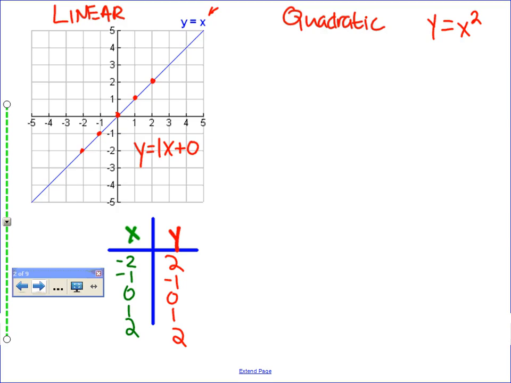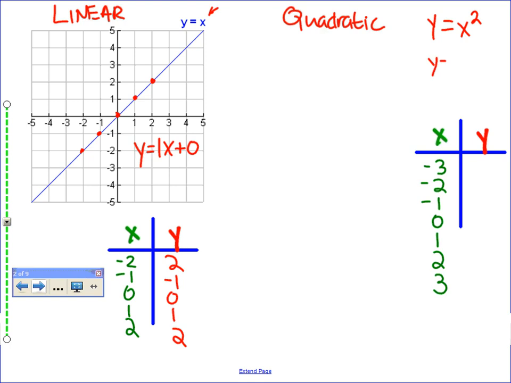Let's pick some x values and see if we can't come up with some y values. So let's be interesting here. X is -3, -2, -1, 0, 1, 2, and 3. And if I'm trying to figure out what y has to be, I know my function is y equals x squared, so if x is -3, then y will be -3 squared. Remember those parentheses. And so -3 squared would be +9. Very good. The -2 squared would be 4.